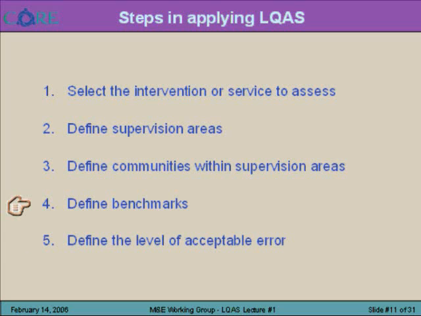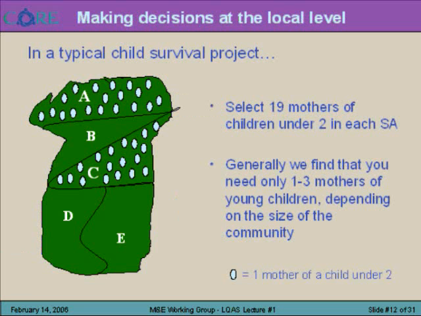And lastly, you need to establish an acceptable level of error, as we will take a sample of our population universe when conducting a quantitative survey using LQAS. Going back to our example in a typical child survival project, we would select 19 observations from mothers of children under 2 years of age in each supervision area. Generally speaking, depending on the size of the community, we would need to interview 1 to 3 mothers of young children in the selected communities that we would sample.